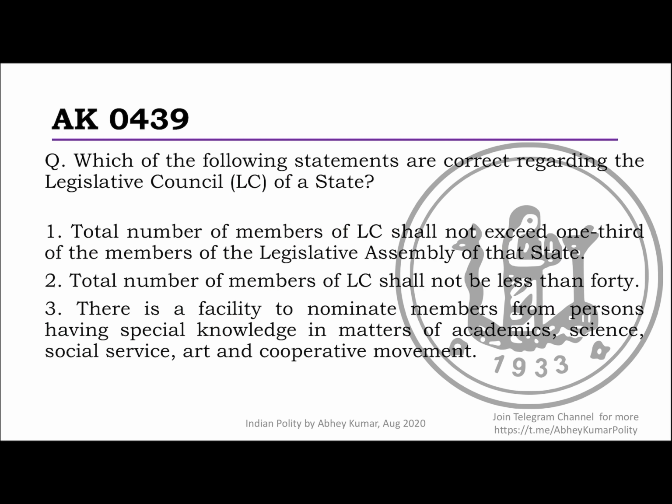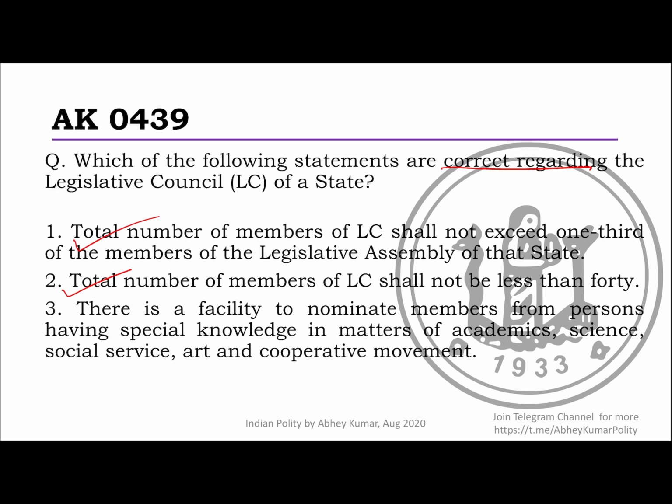But anyway, next question is, which of the following statements are correct regarding the Legislative Council of a state? Okay, total number of members of council shall not exceed 1/3. I mean, we know this is correct. This is actually mentioned in the constitution. While it shall not be less than 40 as well. This is also a correct statement.